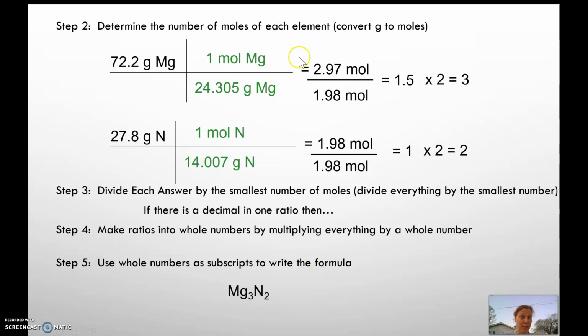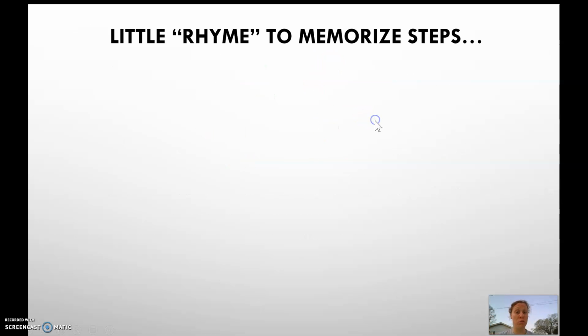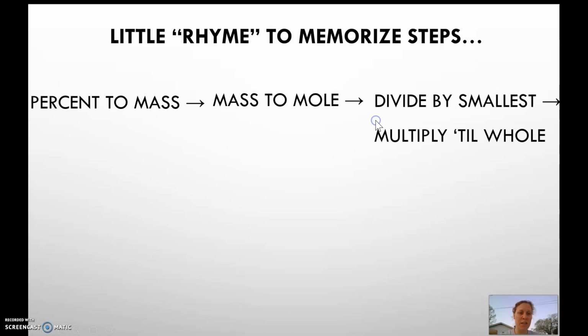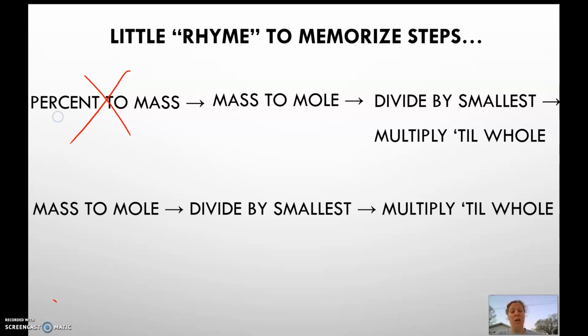We did it by using the mole ratio, the ratio of moles. I have a cheesy little rhyme to memorize the steps. Ready? Percent to mass, mass to mole, divide by smallest, and then multiply till whole. But really, because percent to mass involves no actual calculating, you just change the percent sign, that doesn't really need to be there. So really the rhyme should be: mass to mole, divide by smallest, multiply till whole.